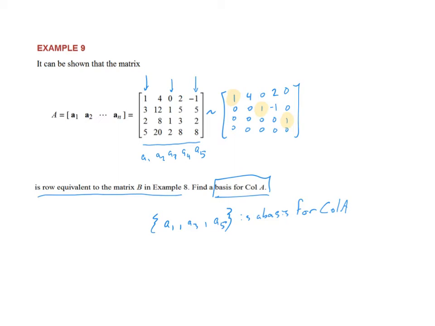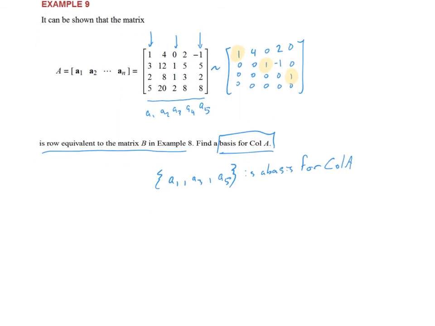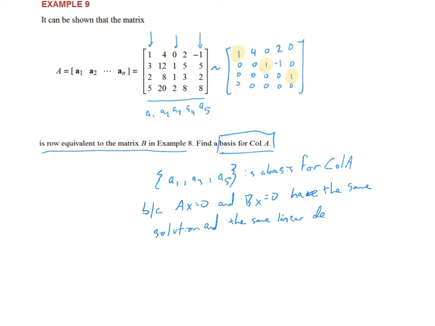And again, just to add a little bit more emphasis, I know that this is a basis for the column space because AX equals 0 and BX equals 0 have the same solution, and the same linear dependence relation. And you could even go ahead and check. Column 2 is 4 times column 1, as it was in the previous example.